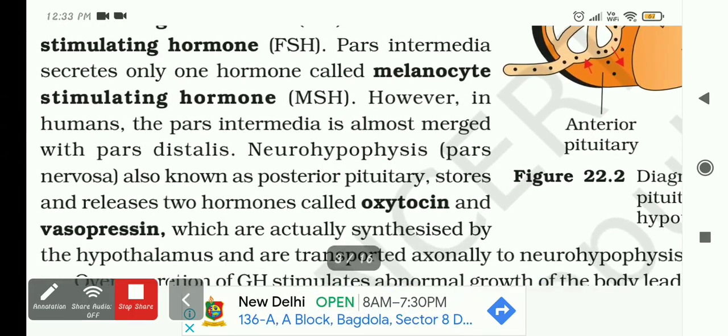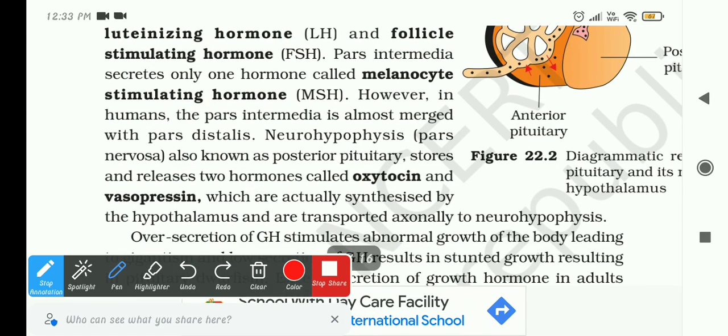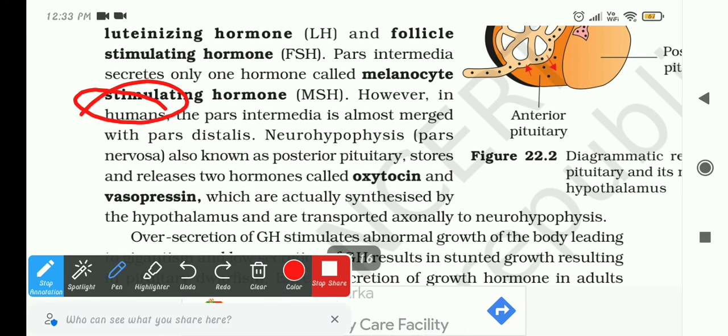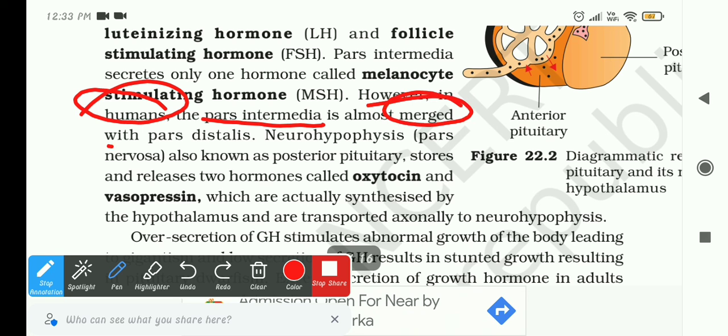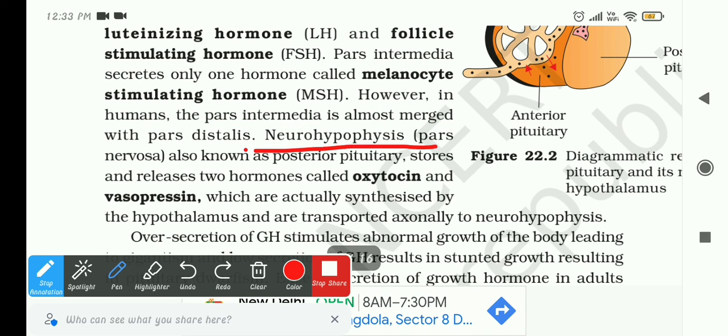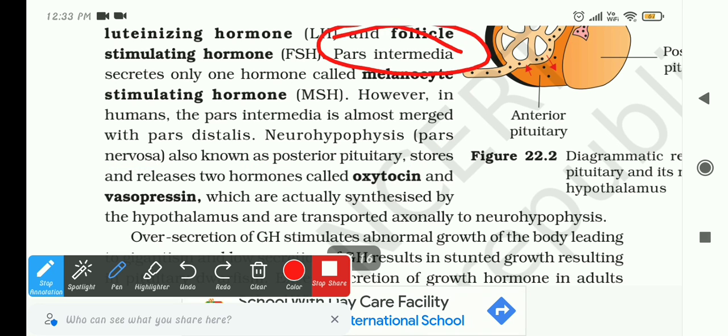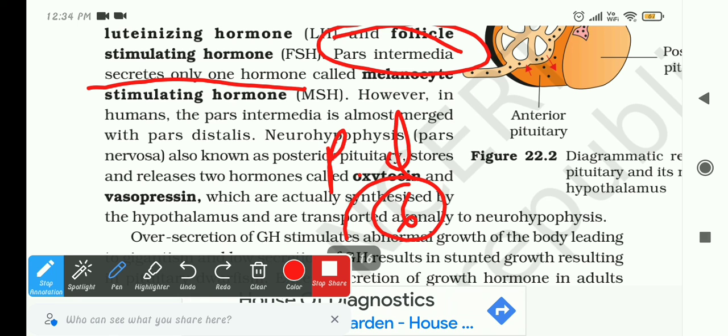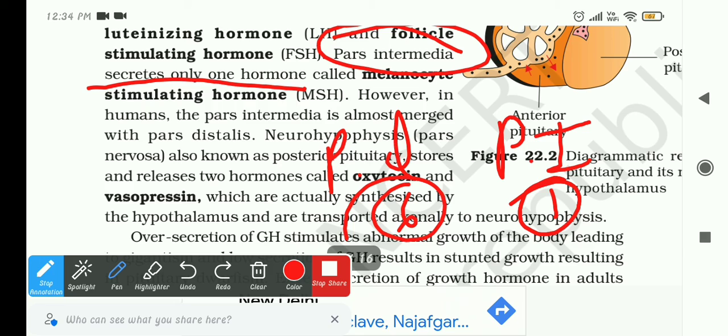Okay. Next, we are going to talk about pars intermedia. In humans, pars intermedia is almost merged with pars distalis. Neurohypophysis, I told you, is also called pars nervosa and posterior pituitary. Sorry, I forgot to tell you that pars intermedia also secretes one hormone. Pars distalis secretes 6 hormones: GH, PRL, TSH, ACTH, LH, and FSH. Pars intermedia secretes only one hormone, which is MSH.